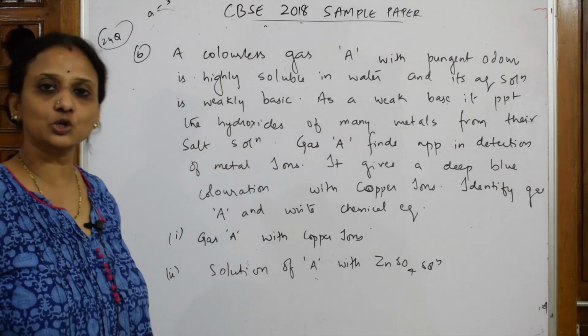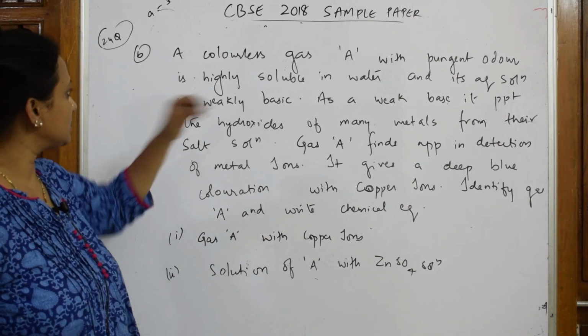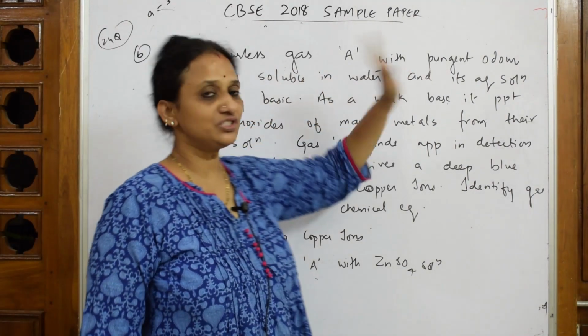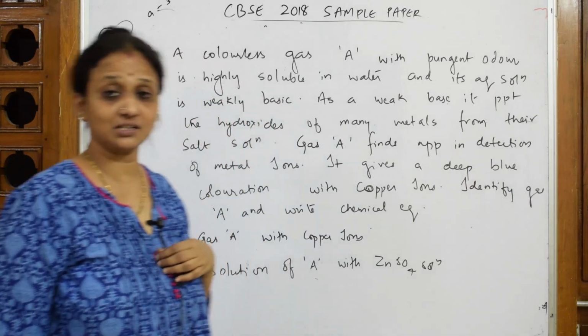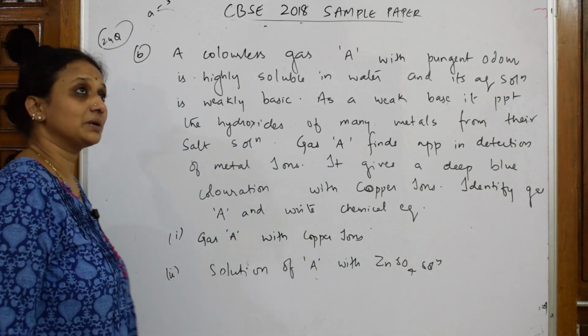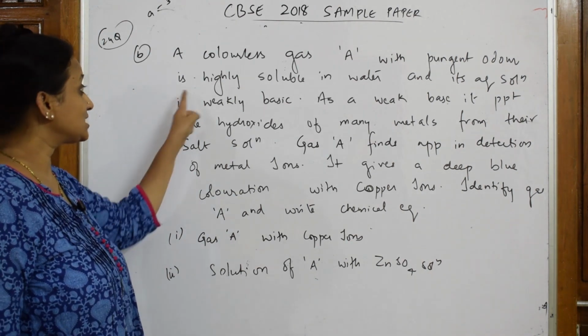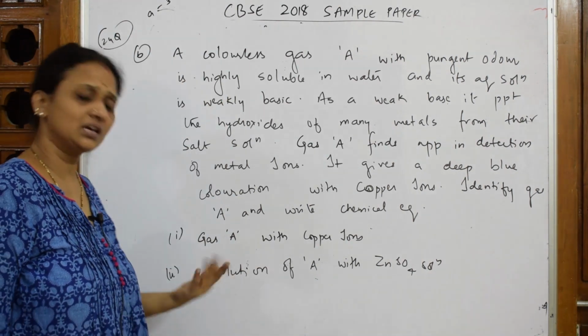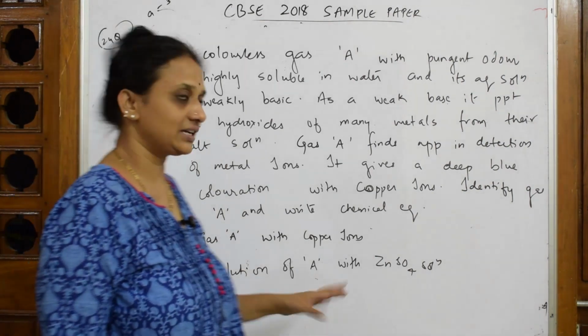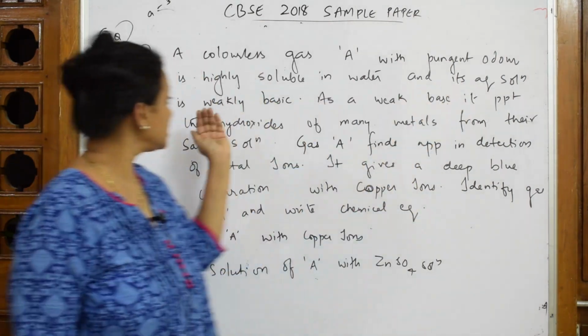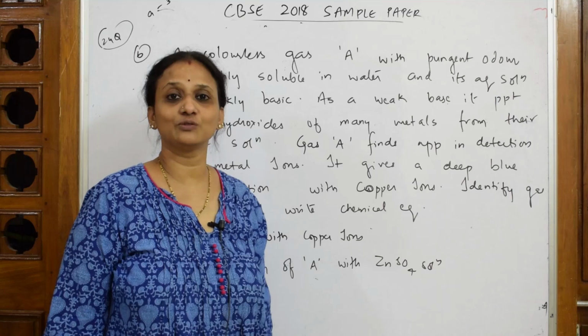Interesting. I'll give you one clue how to remember. Here they have given us a colorless gas A with pungent odor. You would have done this in your practicals also. Pungent means I'll immediately remember sulfur, but no. Next clue is highly soluble in water. Water soluble salts we have done; I've not got the clue. Then its aqueous solution is weakly basic. Yes, I've got the clue now.